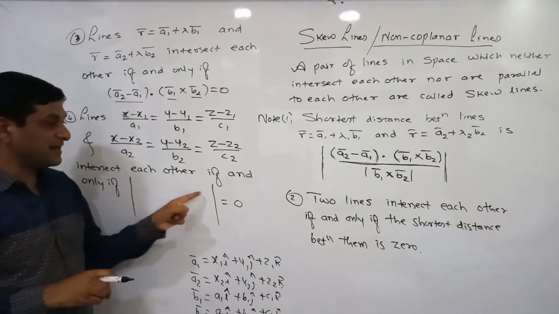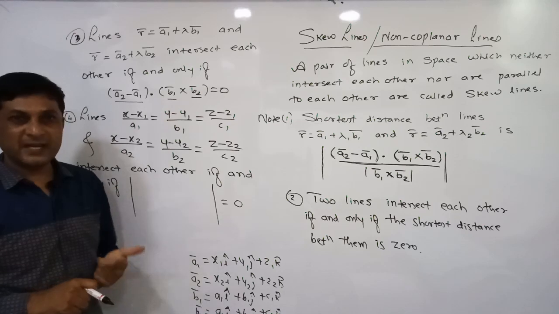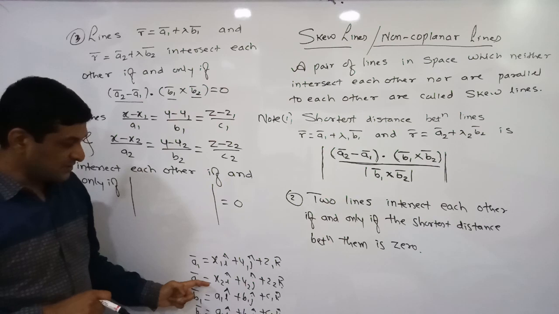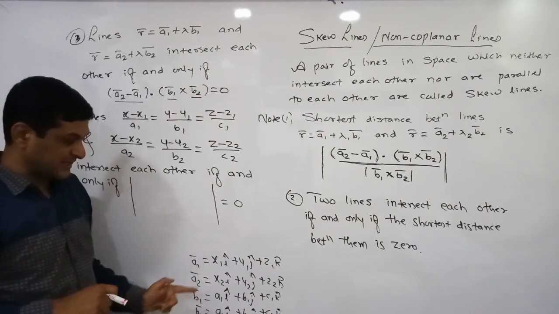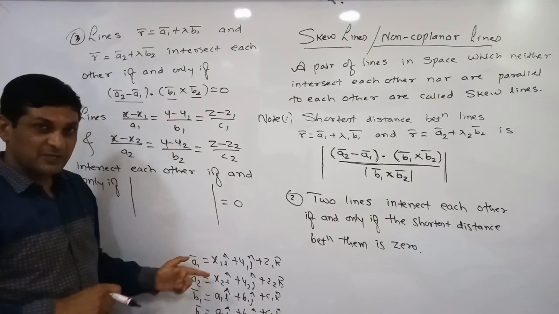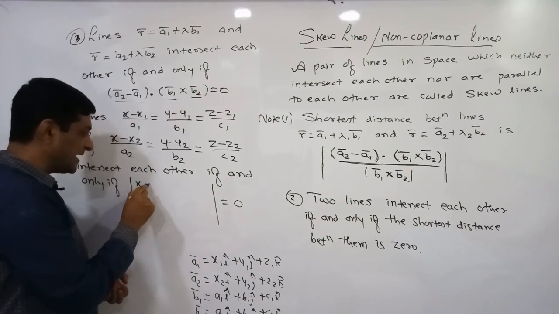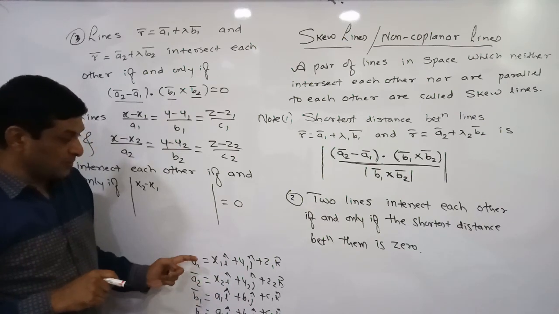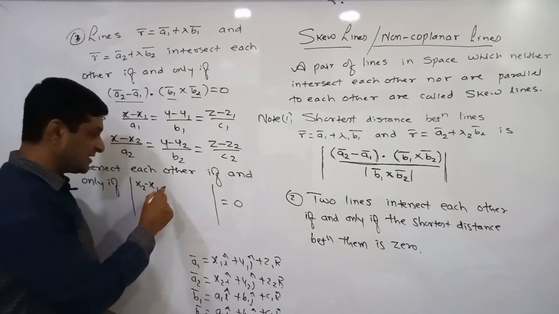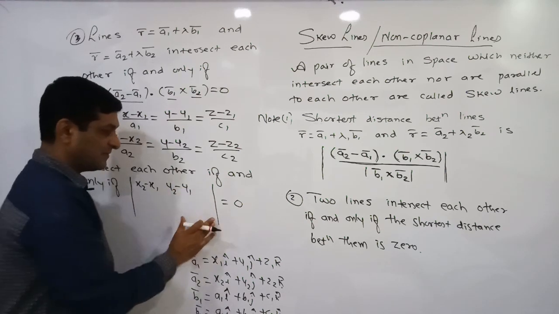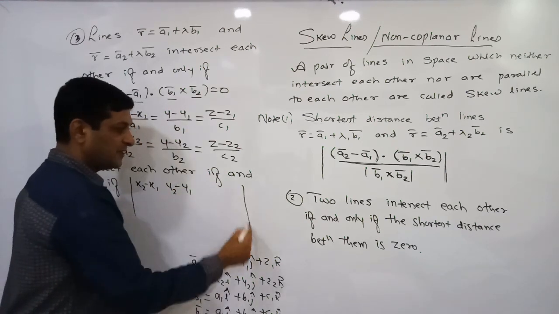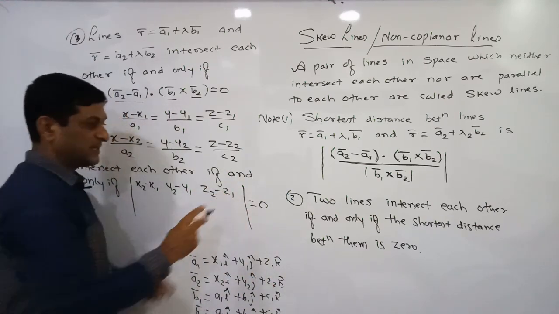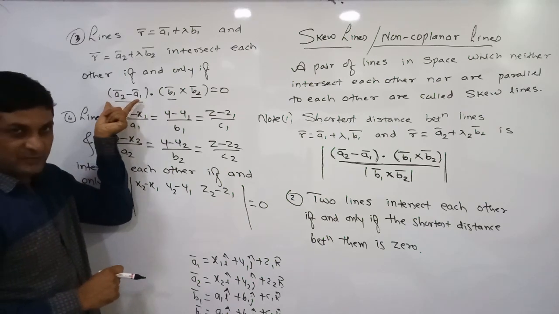In the first row we are writing the coefficients of i cap, j cap, k cap from the first vector. Which is the first vector? a2 bar minus a1 bar. So check what is the coefficient of i cap in a2 bar minus a1 bar. So x2 minus x1 will be the coefficient of i cap. Now try to find out the coefficient of j cap in a2 bar minus a1 bar. Here we will get y2 minus y1. And the coefficient of k cap will be z2 minus z1. In this way we have got the elements of the first row from the first vector.